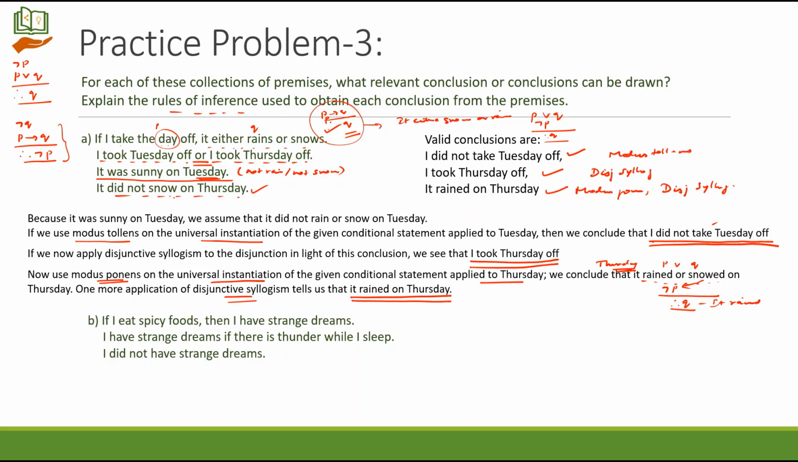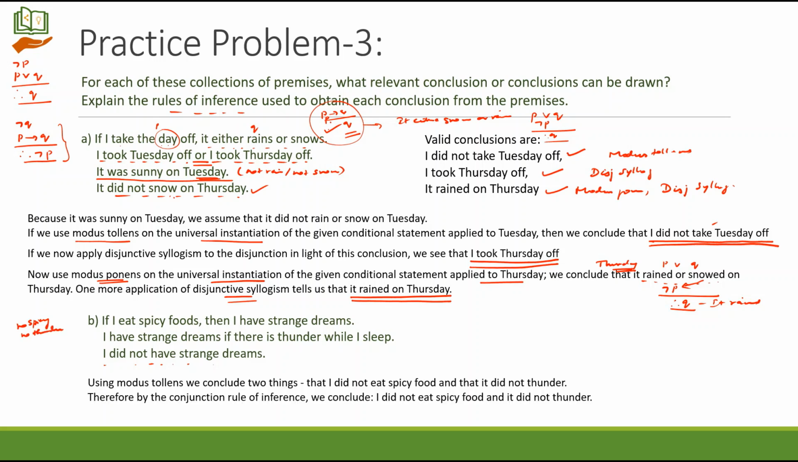Now the next one. If I eat spicy foods, then I have strange dreams. I have strange dreams if there is thunder while I sleep. I did not have strange dreams. From that what we can conclude is I have not taken spicy food. So no spicy food is one conclusion we can take. Then, I have strange dreams if there is thunder while I sleep. Since I did not have strange dreams, I can say there is no thunder also.